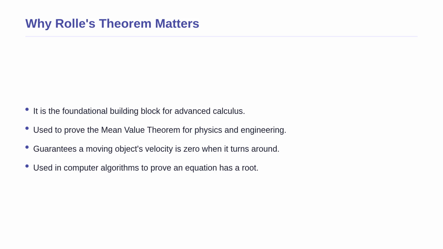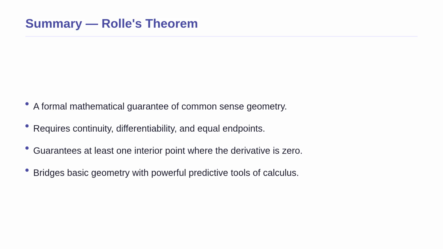In real life, it guarantees that if a moving object starts and stops at the same place, its velocity was exactly 0 when it turned around. It is also heavily used in computer algorithms to find stable solutions. Let us wrap up what we have learned today.